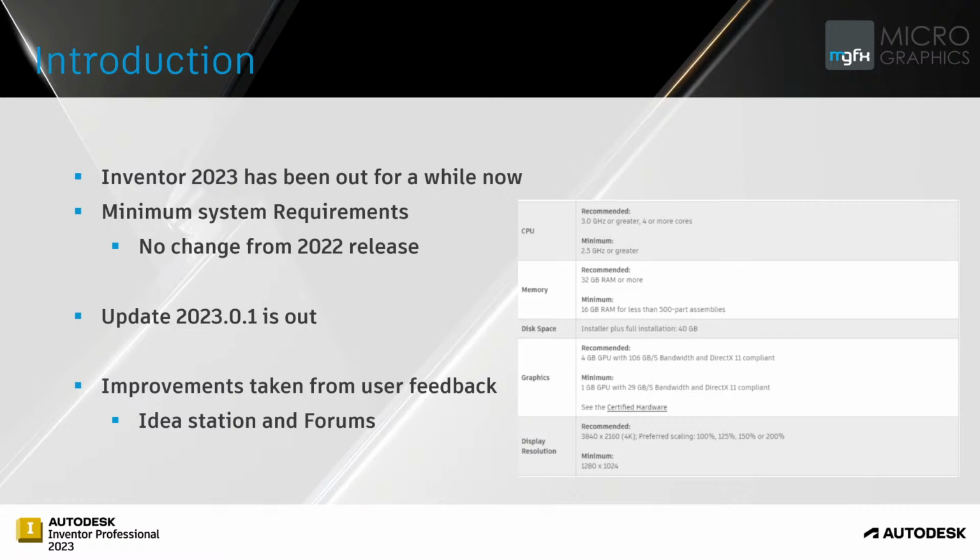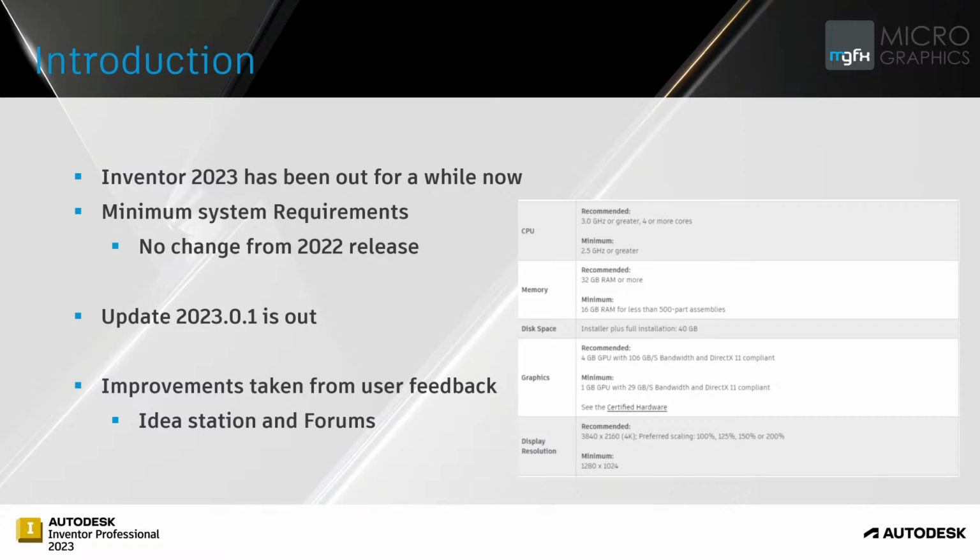As always with Inventor, larger assemblies can be quite intensive to compute and pull things in and out of the memory, so a larger amount of RAM is required. So for large assemblies we would recommend 32 gigabytes of RAM, but 16 will do just fine for less than 500 part assemblies. You would still need a minimum 1 gigabyte GPU with 29 gigabit per second of bandwidth, and it has to be DirectX 11 compliant, which has been the case for a while now.